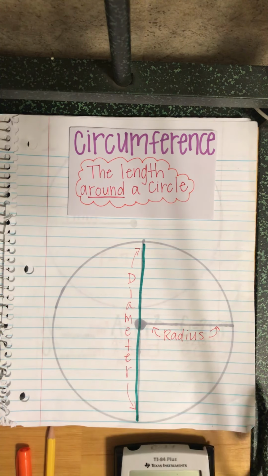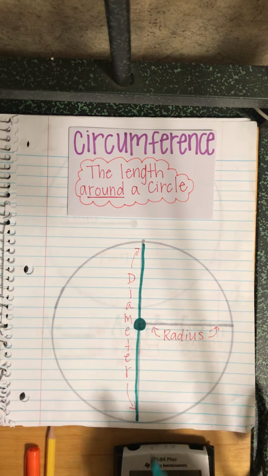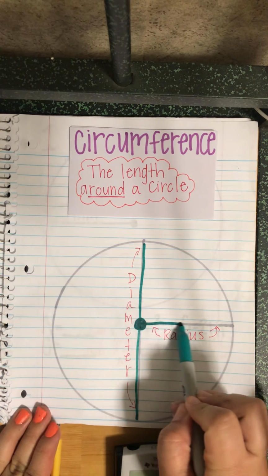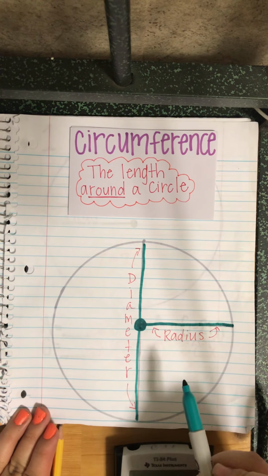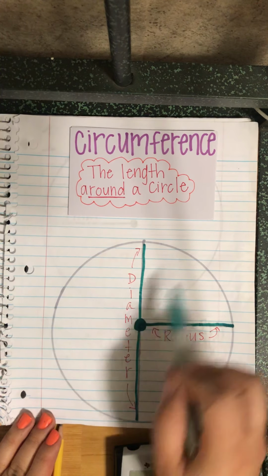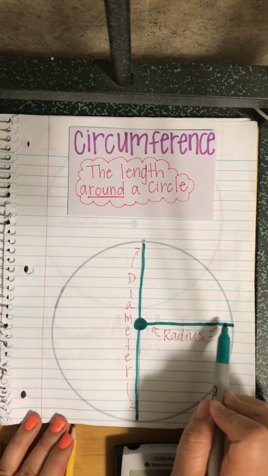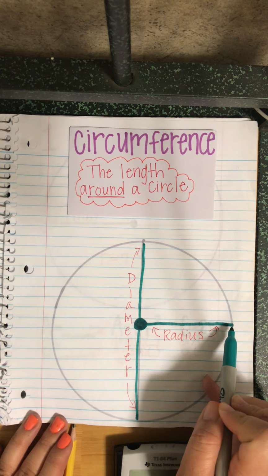Now, this other line I have right here is the radius. What is a radius? A radius is a straight line from the center to the circumference of a circle. So we have this dot right here in the middle. That is the center. So from the center out is the radius. Don't get me wrong, it can go this way, that way, either way, just as long as it goes from the center dot to the outside of the circumference of the circle.